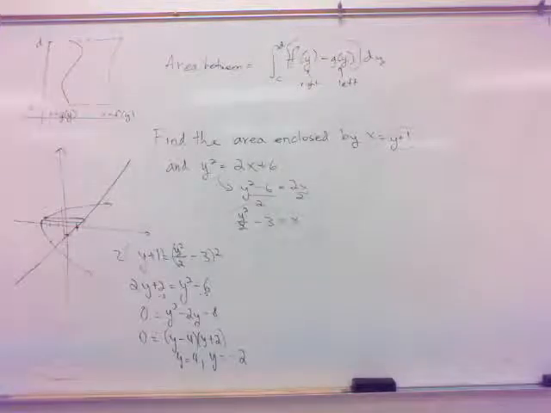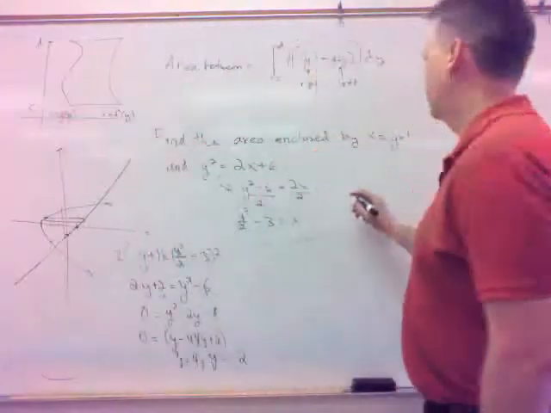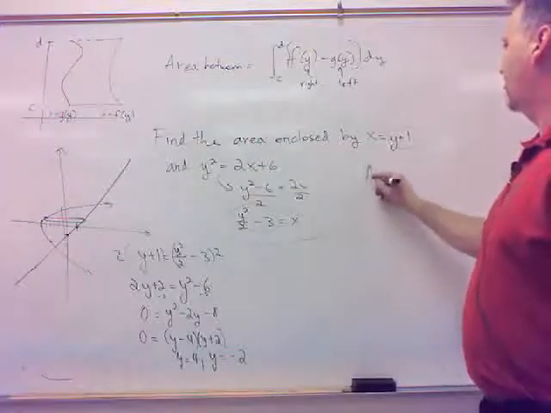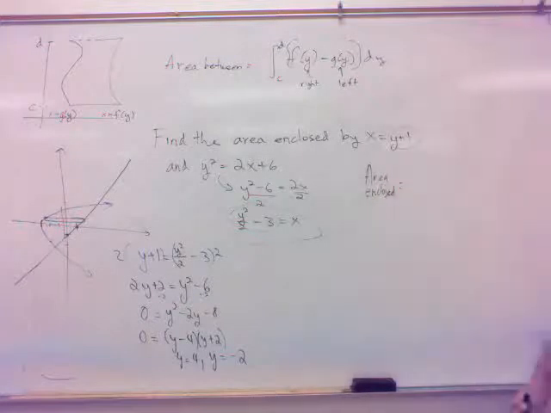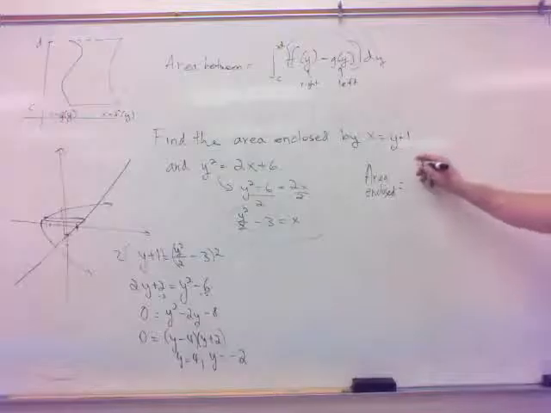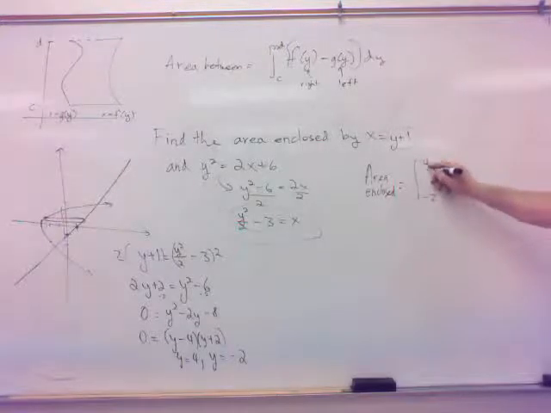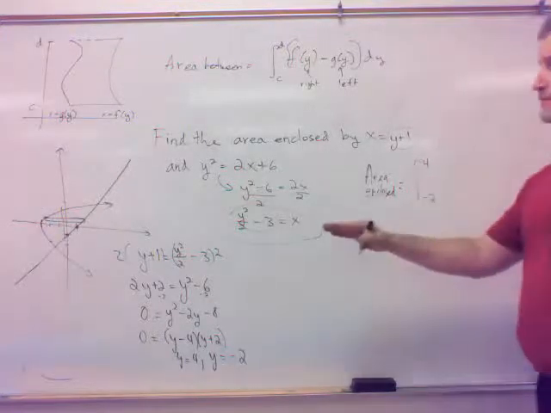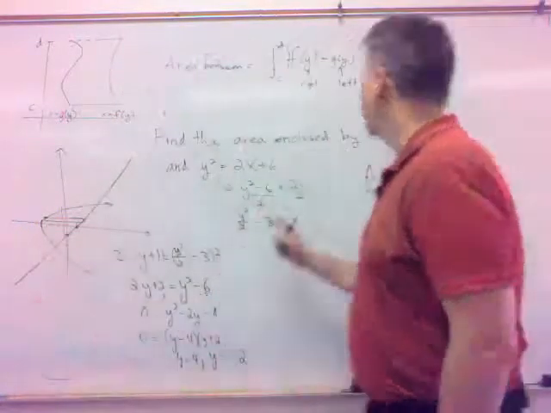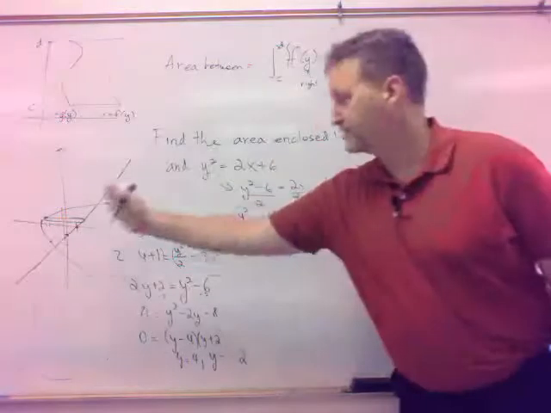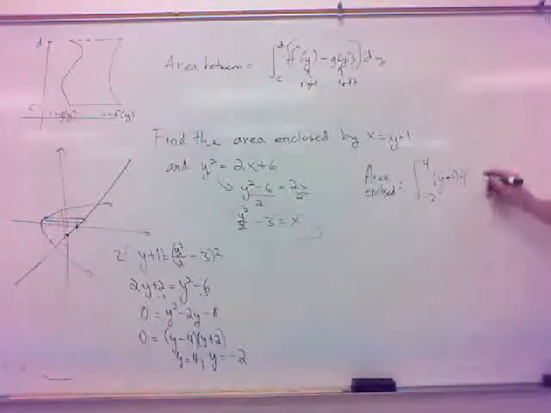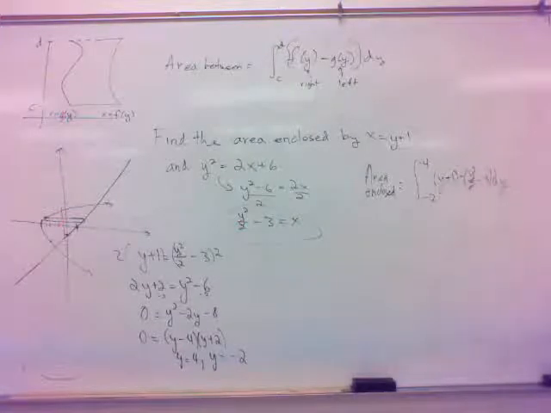Okay? All right. So what's my integral that I use to find this area? Area that I want. What would it be? Negative 2 to 4. Do the right one minus the left one. So the line's on the right, so that would be the y plus 1, minus the left one, the parabola, which is y squared over 2 minus 3. Sound about right? With me on that?